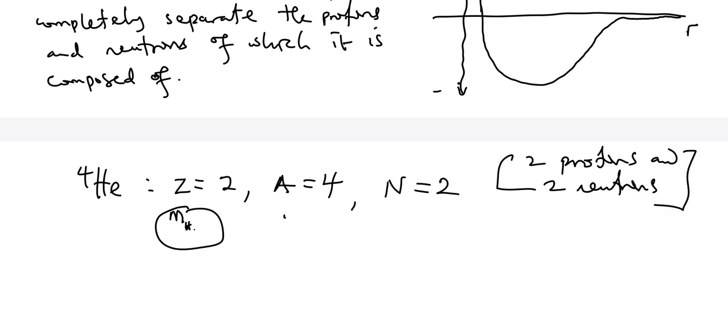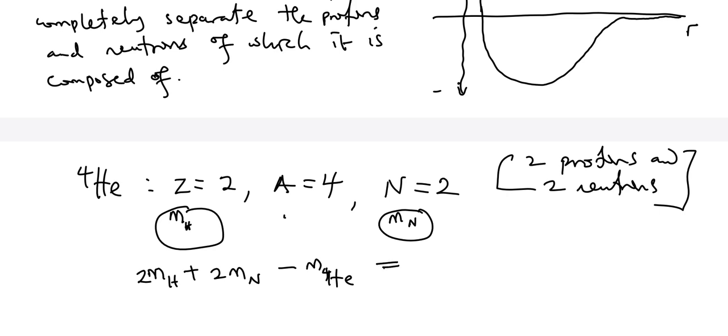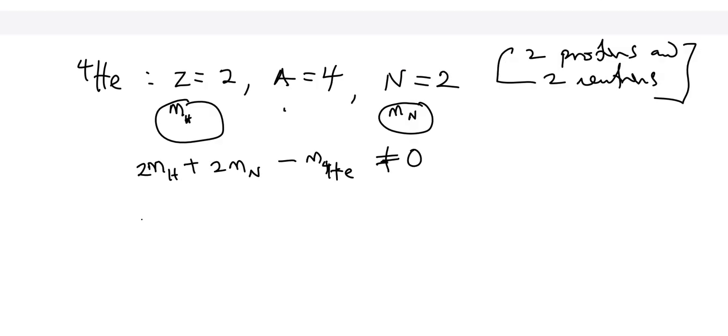Okay, so let's say the mass of a proton is mh, so the 2 protons are 2 multiplied by mh, and the mass of a neutron is mn. If you add 2 times the mass of proton plus 2 times the mass of neutron, and you subtract the mass of helium-4 itself, this value does not equal 0. We expect that since helium-4 is made up of 2 protons and 2 neutrons, the mass of the 2 protons and the 2 neutrons should be equal to the mass of helium-4, but we do not get this. What we get is a non-zero mass.